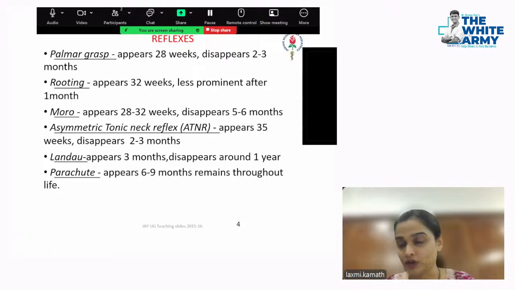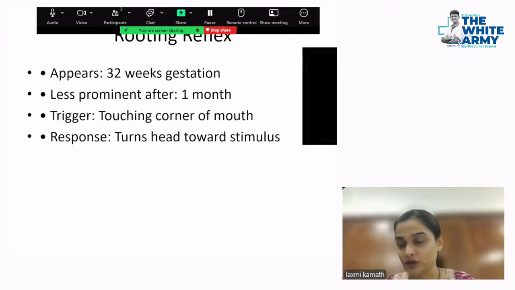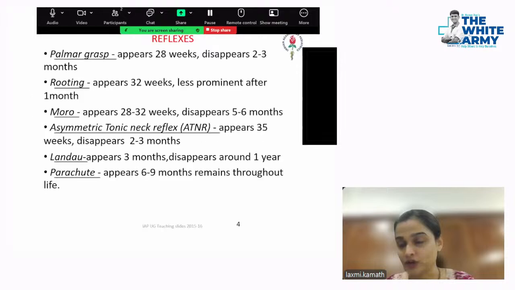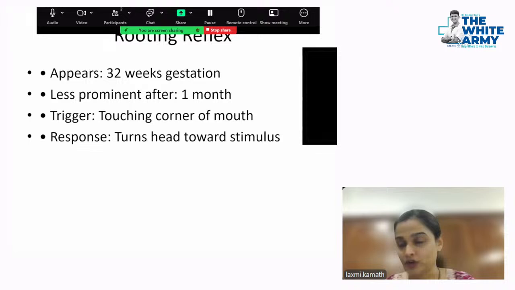All right. So the reflexes, there are a few reflexes that you all should know. One among these is palmar grasp. I'll go to the next slide. First, we'll go with the most important reflexes, that is must-know. So coming to the rooting reflex.